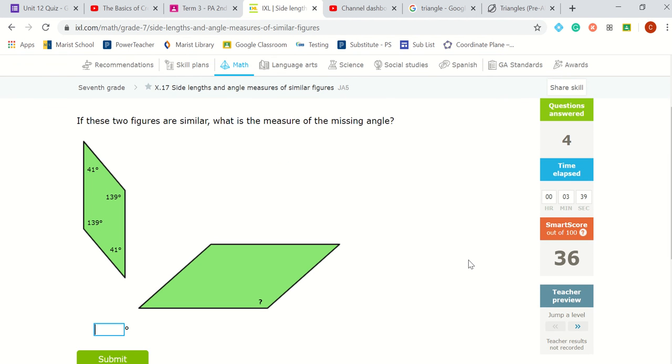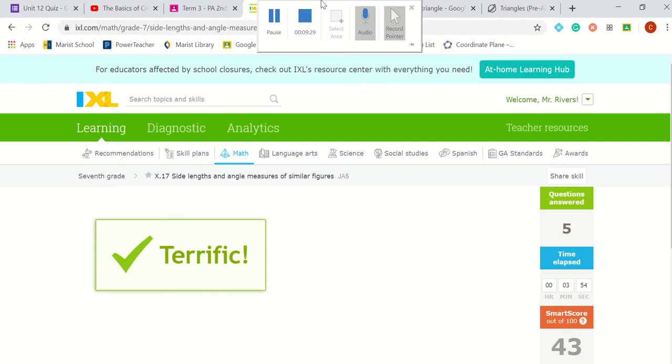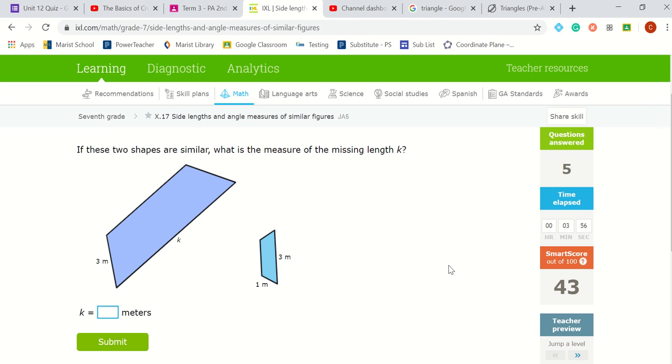If these two figures are similar, what is the measure of the missing angle? Well, I noticed that this is an obtuse angle. So just visibly it's an obtuse angle. So the obtuse angles here are 139 and 139. So 139 is my missing angle there. If these two shapes are similar, what is the measure of the missing length K? Okay, well, the shorter side appears to be 3.